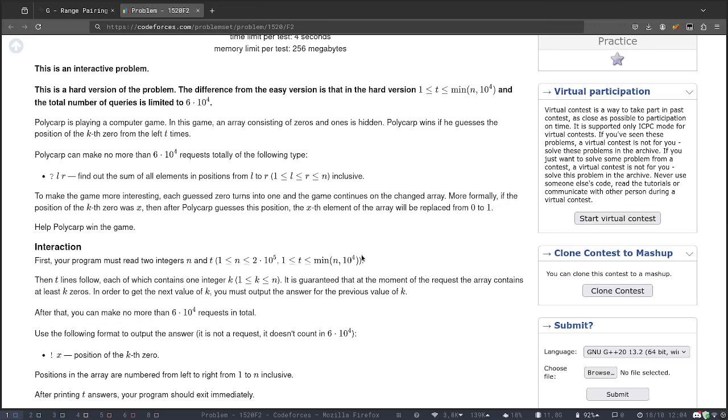How to count the number of zeros in a query? Oh, maybe I didn't mention the array is binary. We do a binary search from 0 to n. And what do you ask in the meanwhile?